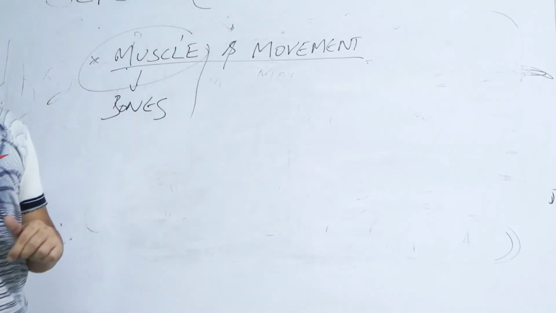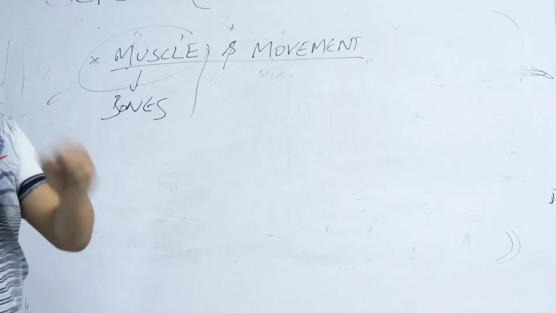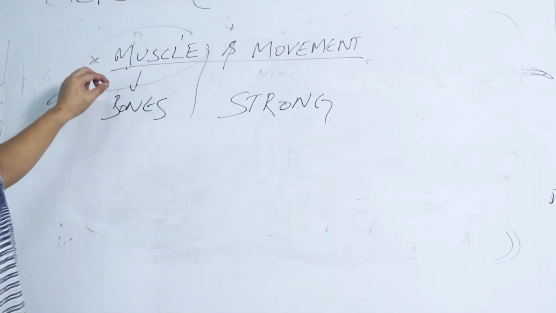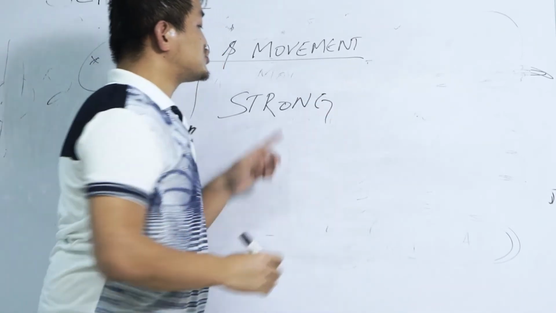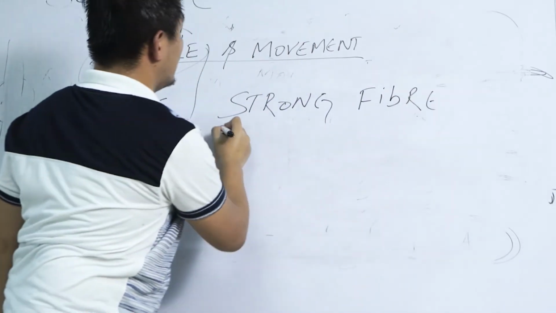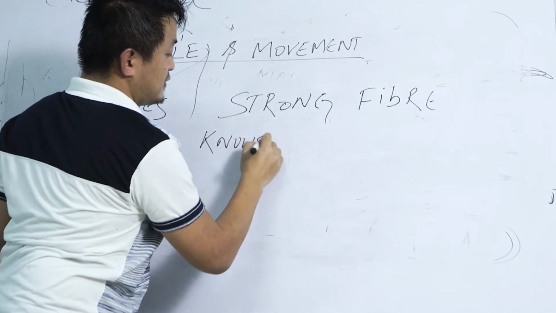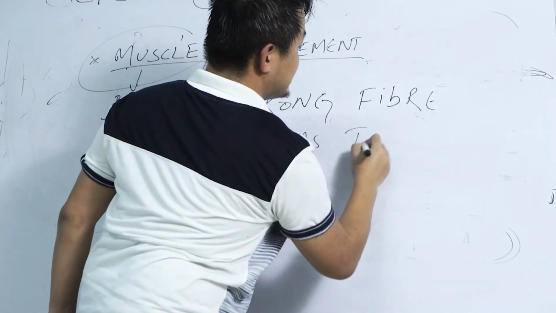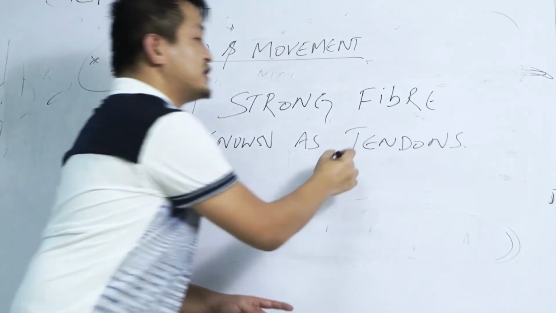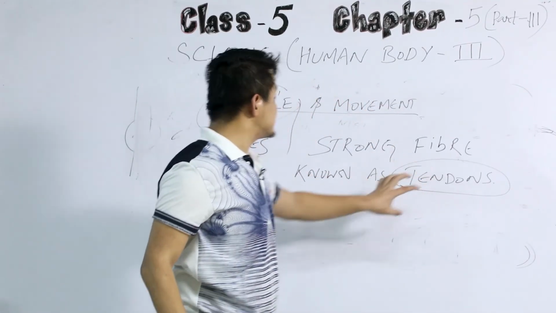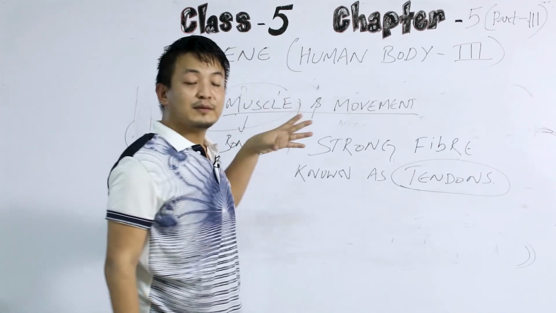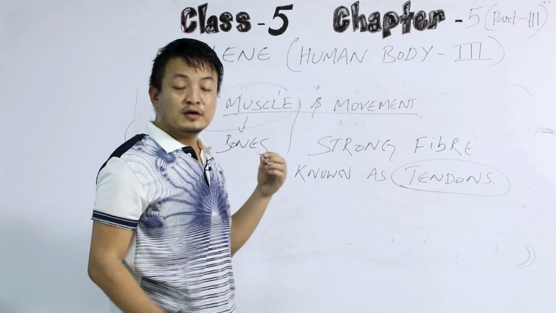Now, how are they attached? Muscles are attached with bones with the help of strong fibers known as tendons, okay. So you have to keep this in mind. Because of these tendons, the muscles are attached with the bones, and because of this we are able to walk, okay, we are able to move.